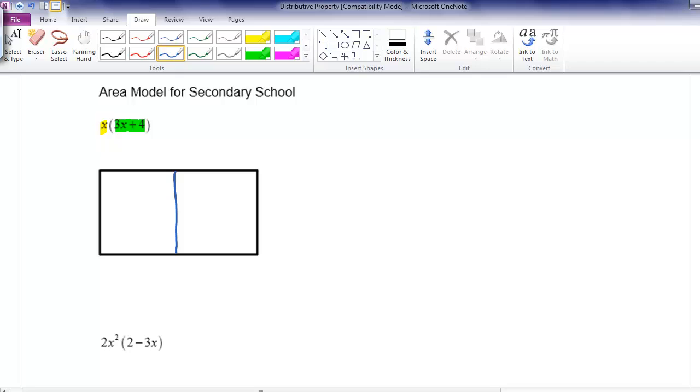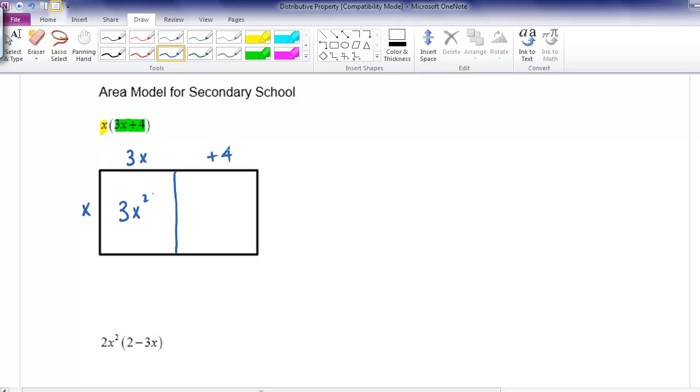Nothing has to be to scale. We're going to multiply x times 3x plus 4. And what we're going to do is figure out the area of each of these little squares, and then to get the final answer, we're going to combine the two. So here's where we have to be careful about integer arithmetic, sign rules, exponent rules, and like terms. So we have x times x squared.